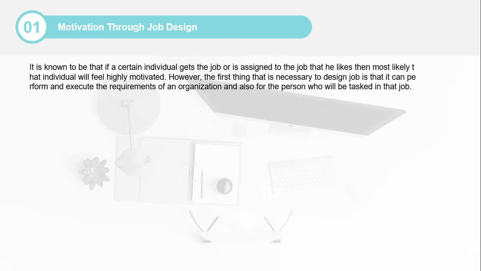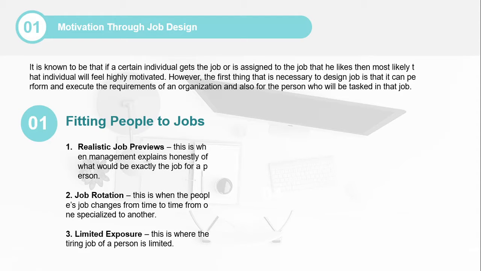There are two approaches that can be used in motivating through job design. First is fitting people to jobs. There are times when people can become dissatisfied with their jobs because of the routine and repetitive tasks that they do. In order to avoid this kind of dissatisfaction, the following may be used as a countermeasure. First is realistic job previews. This is when management explains honestly what exactly the job would be for a person. Second is job rotation. This is when people's jobs change from time to time from one specialized task to another. Third is limited exposure. This is where the tiring job of a person is limited.